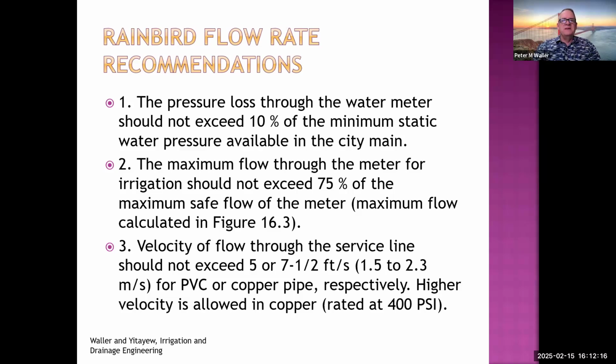The second rule of thumb is that the maximum flow through the meter for irrigation should not exceed 75% of the maximum safe flow of the meter. And I'll show you how that works. And then the velocity of flow in the service line, so that's the line going from the city to the house, should not exceed 5 or 7.5 feet per second for PVC or copper pipe respectively. Higher velocity is allowed in copper because it's rated at 400 PSI versus about 100 PSI for PVC pipe.